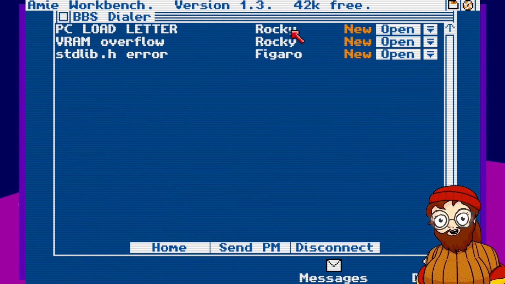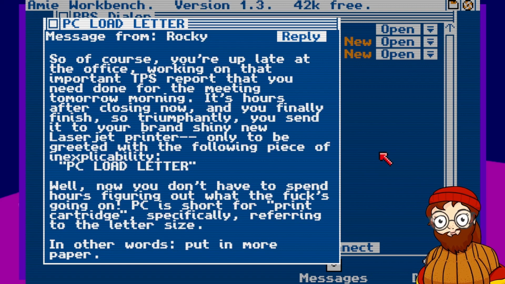Messages. PC load letter. Rocky. So, of course you're up late at the office working on that important TPS report that you need done for the meeting tomorrow morning. It's hours after closing now, and you finally finish. So triumphantly, you send it to your brand shiny new LaserJet printer, only to be greeted with the following piece of inexplicability. PC load letter. Well, now you don't have to spend hours figuring out what the fuck's going on. PC is short for print cartridge, specifically referring to the letter size. In other words, put in more paper. Cool.